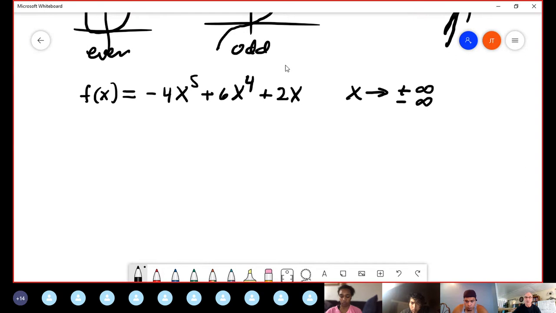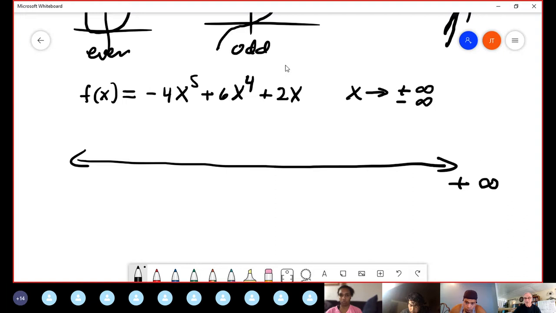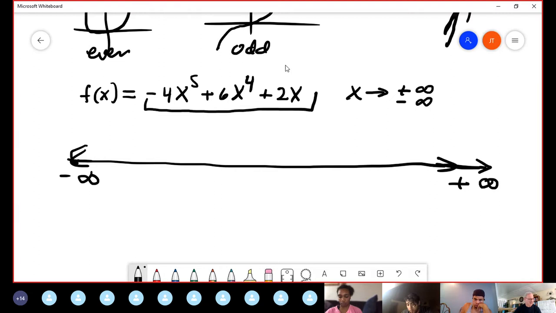Suppose this is the real number line. This is positive infinity and this is negative infinity. I want to study the end behavior of this polynomial function, when x approaches positive infinity and when it approaches negative infinity. Infinity represents a huge positive number or a huge negative number, like 10 million, or negative 10 million, or negative 20 million.